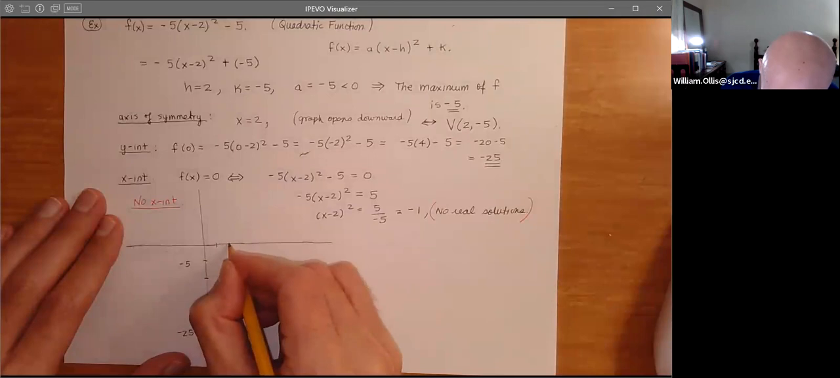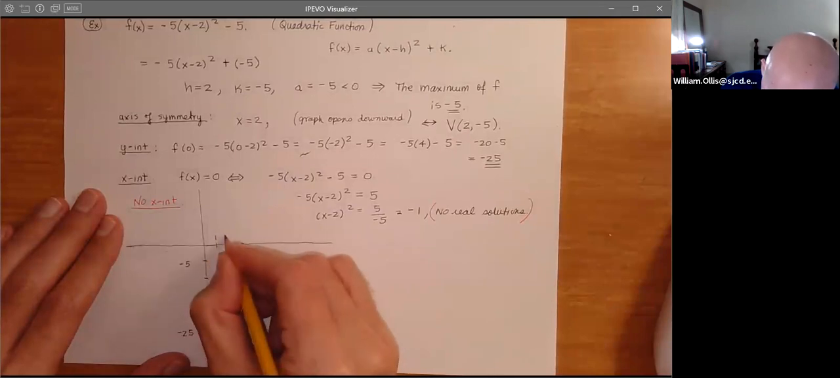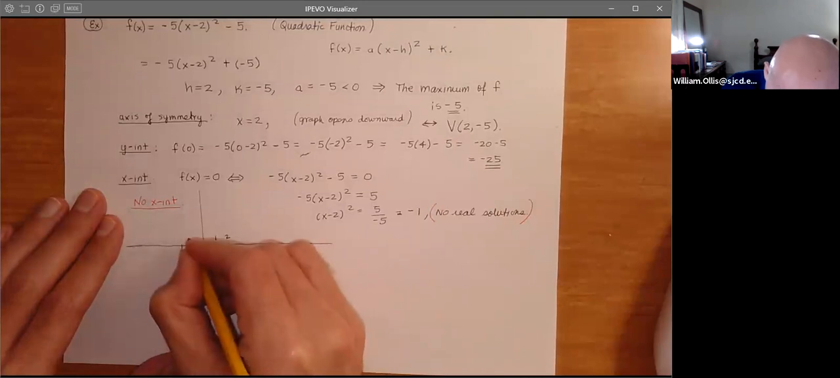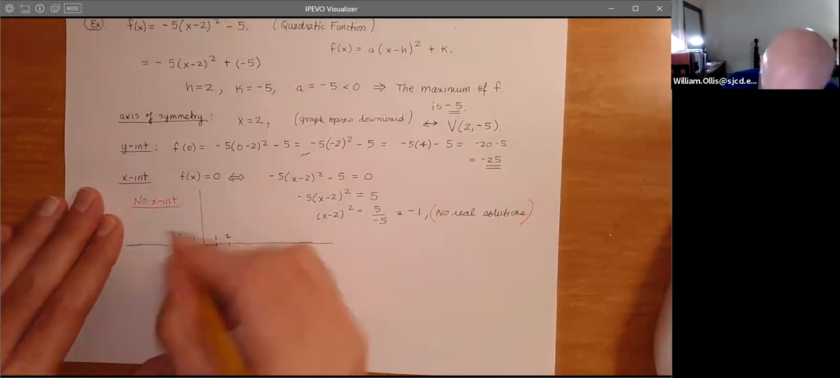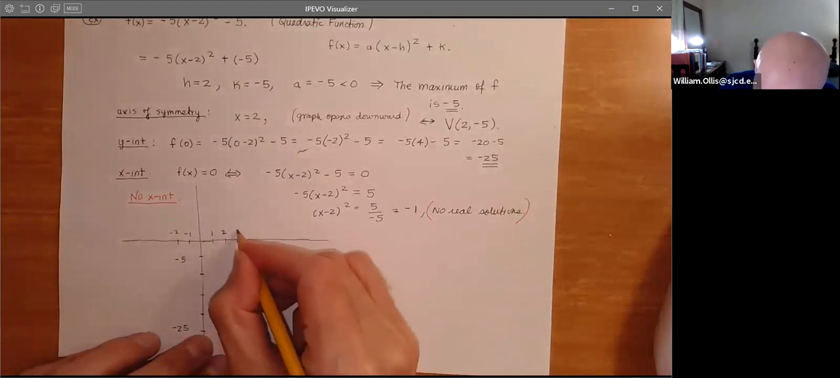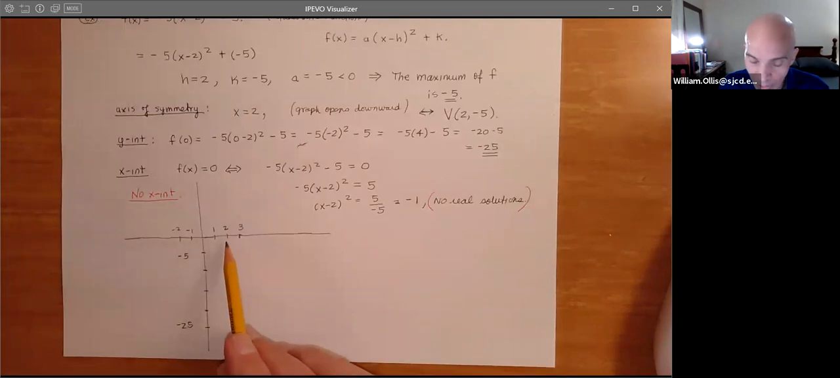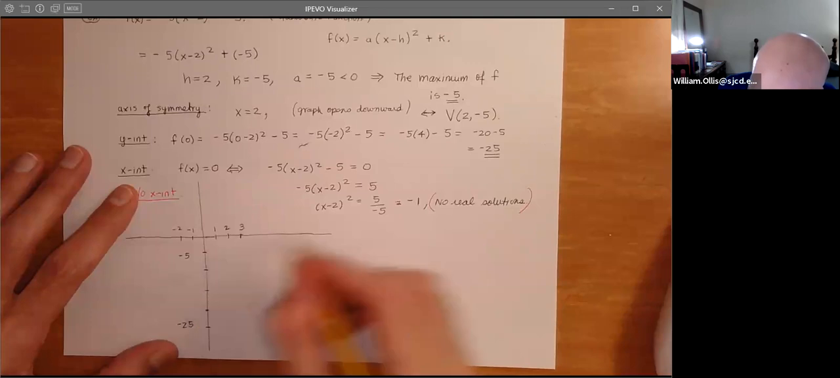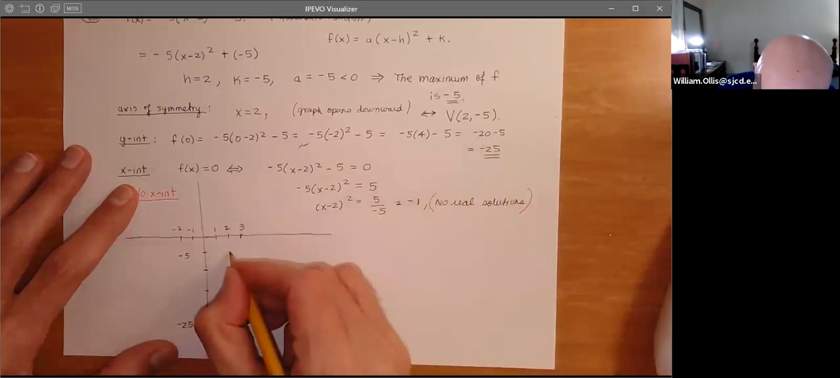1, 2. Like that. -1, -2. And then if you like, we can go ahead and get a value over here, 3, on either side of the axis of symmetry. So now what we can do, if you like, you can go ahead and draw in the axis of symmetry and the vertex. So the vertex will be 2, -5 right here.